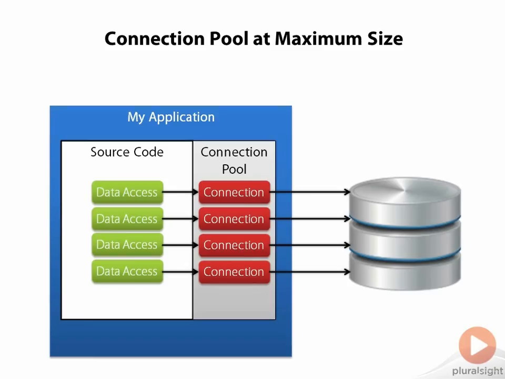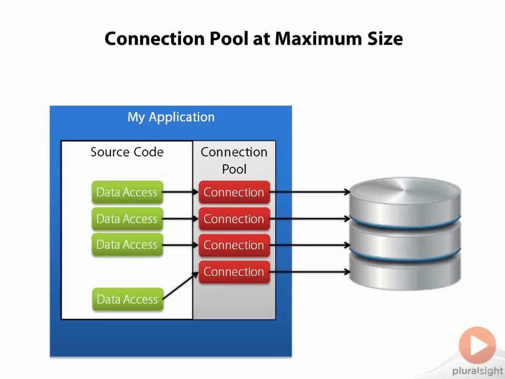There is one other scenario, though, that you should be aware of, and that is when the connection pool is already at its maximum size, and all of the connections in the pool are in use. What happens then when another piece of data access code requests a connection from the pool? The answer is that the thread running this piece of data access code will have to wait until a connection becomes available. So in the example we see on the screen, once one of the other threads finishes with its connection and returns it to the pool, this connection will now be assigned to our waiting thread.